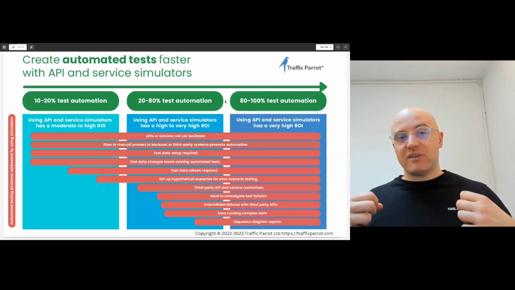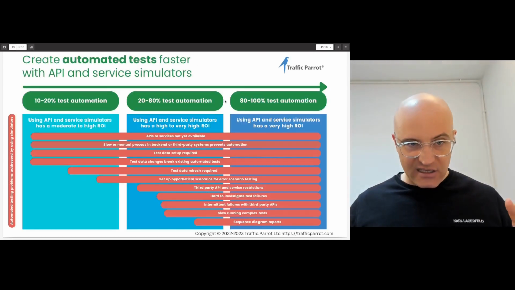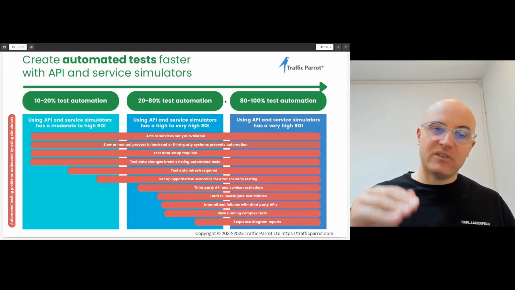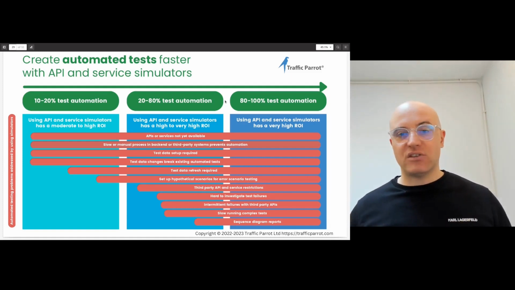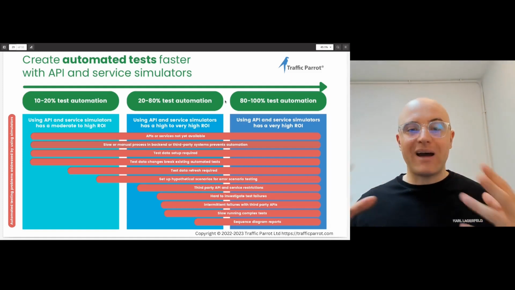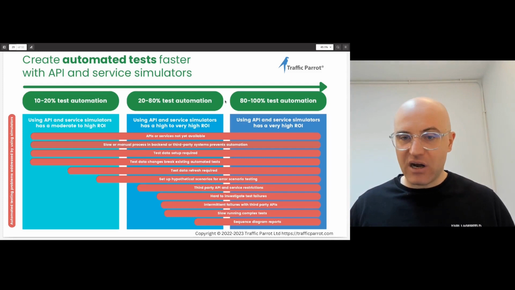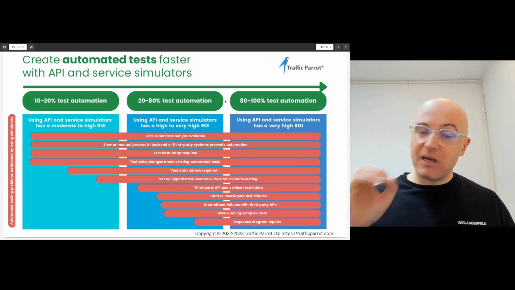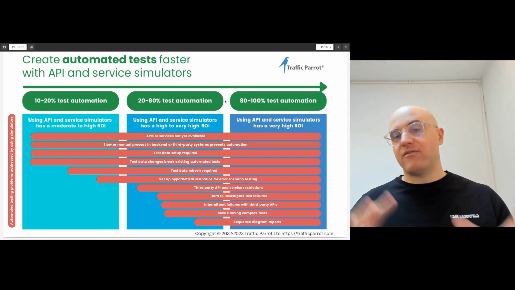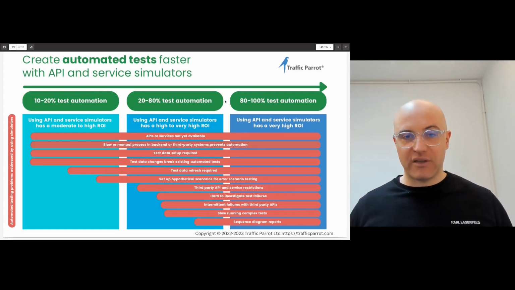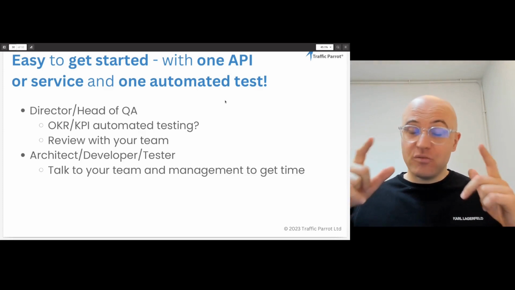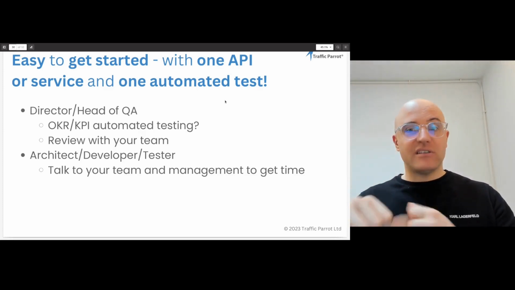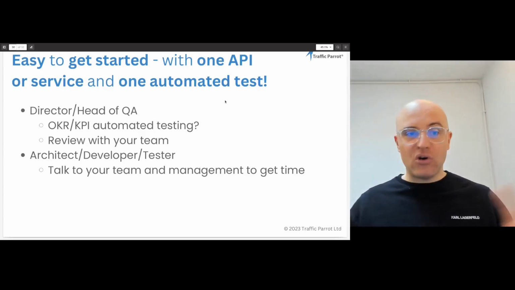So stepping back for a second, all I'm trying to say here is along your test automation journey, what you'll find is you'll hit some of these roadblocks like APIs or services not available, slow manual processes in the backend or third-party systems. Just keep in mind that using API and service simulators might help you automate further if you hit this bottleneck. I hope you can also see that it should be easy to get started. You can just start with one API on one service and one automated test. You don't have to boil the whole ocean.